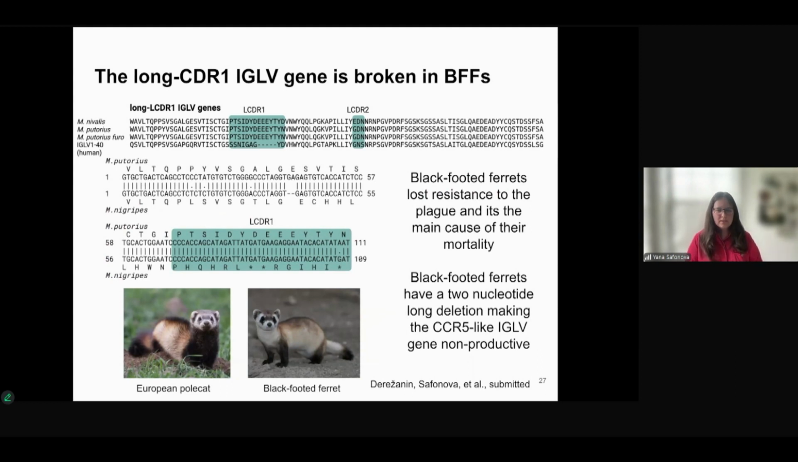So why are we so interested in this gene? Because we saw that it has a deleterious mutation in black-footed ferrets that are susceptible to the plague. And because the black-footed ferrets went through an extreme bottleneck a few years ago, the current population is based on 7 subjects, we can say that this mutation is fixed there. And probably if we find a way to restore functionality of this gene, we still can provide immunity to the plague in this endangered species.